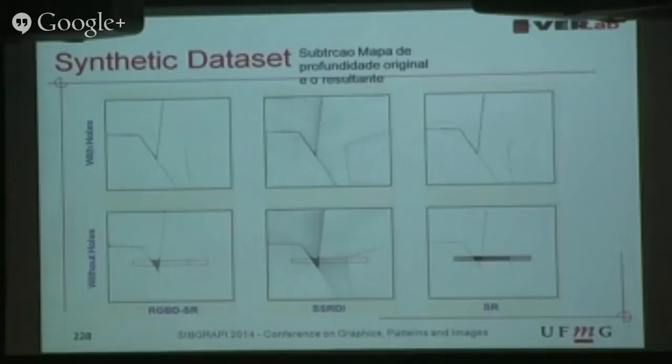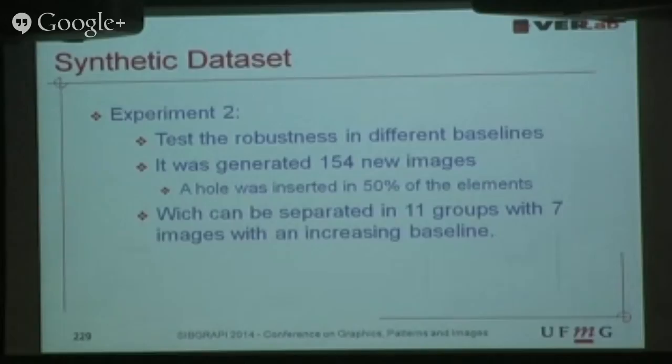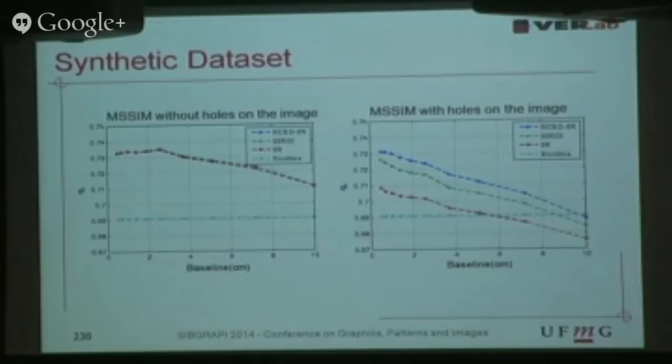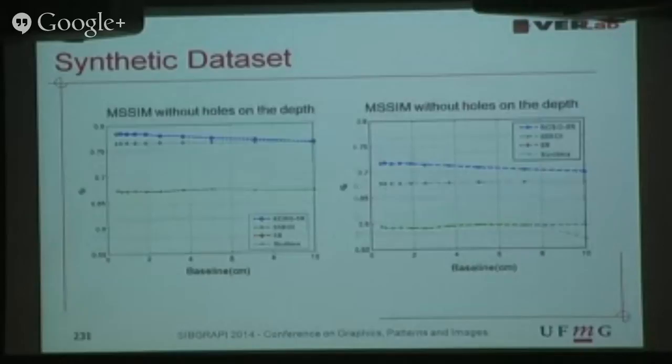Second experiment. This was tested against different baselines. What we mean by baseline is that if we're moving the device, the distance among the poses, right? And this basically shows the performance. As you increase the baseline, of course, you expect it to go lower. And it compares with the state of the art, right? Now, with holes, we do a little bit better. Okay, a little bit better. Again, on depth, as you can see, SSRDI basically stays here, right?